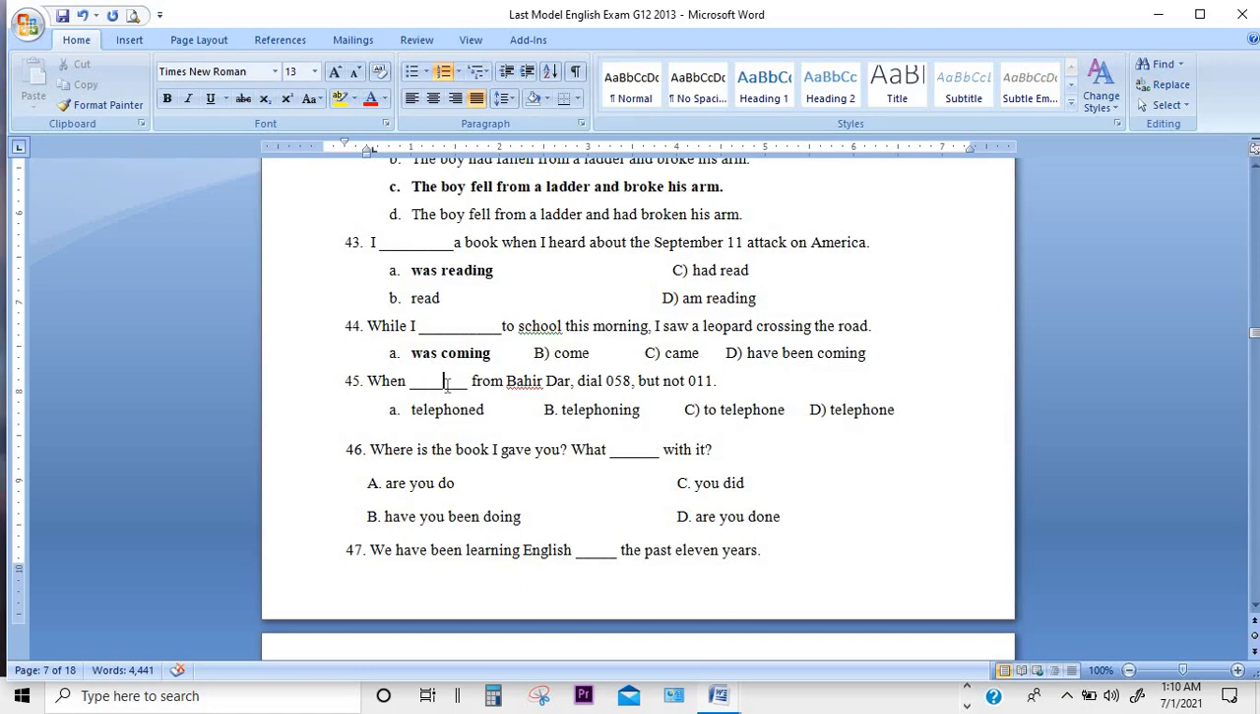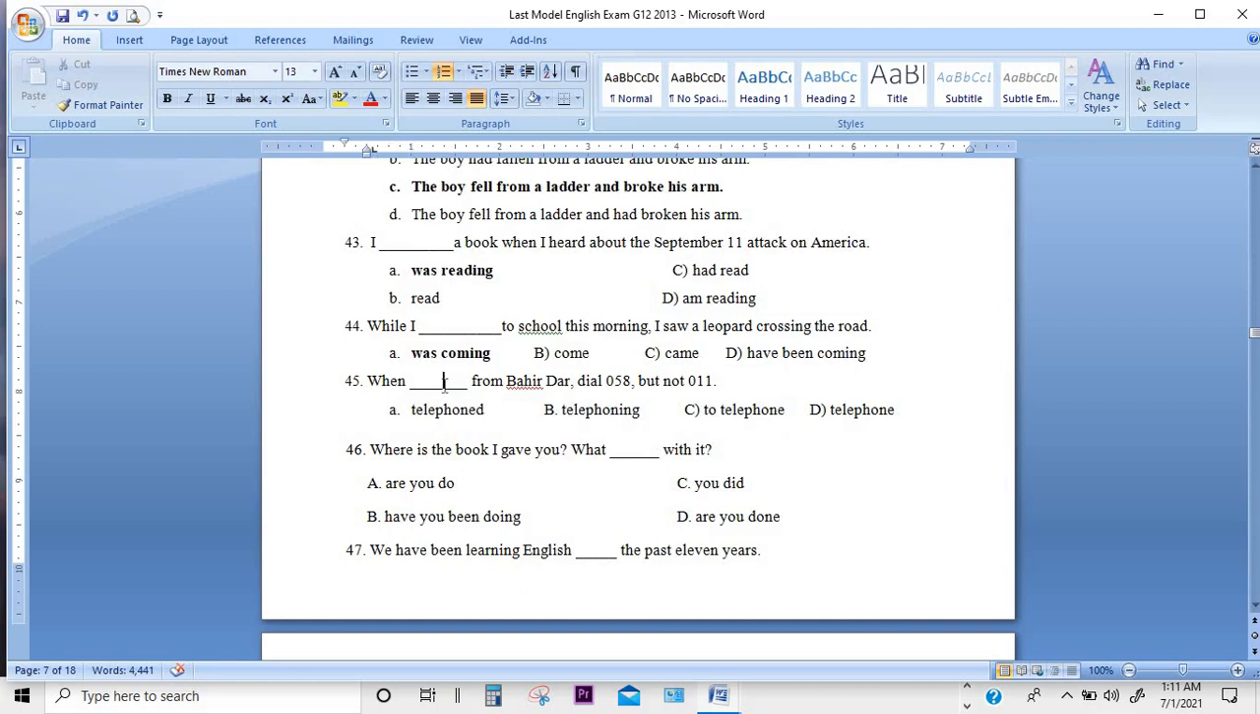So here, which one do we need? Gerund? Infinitive? Participle? Telephoned is a past participle, telephoning is a present participle, to telephone is an infinitive, telephone is a tense verb. So first we eliminate D, and compare the other three, because those three are the verbals. This is a past infinitive, B is a gerund, A is a participle. So here we need a gerund.